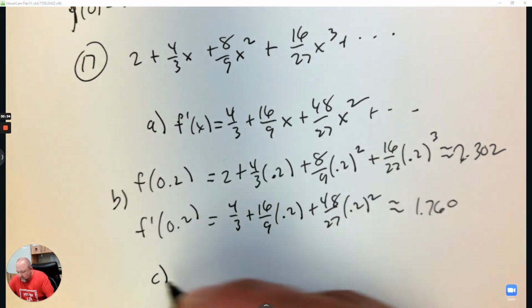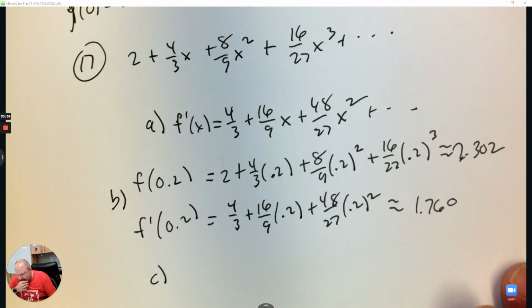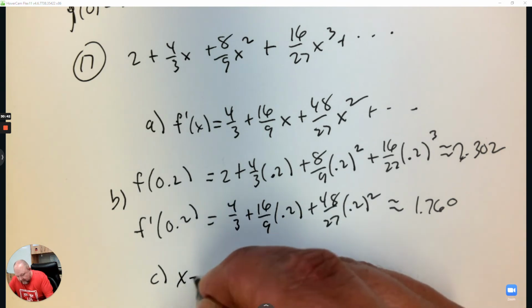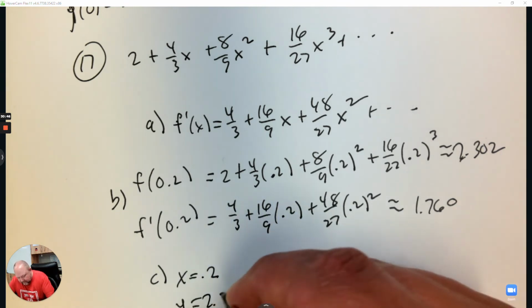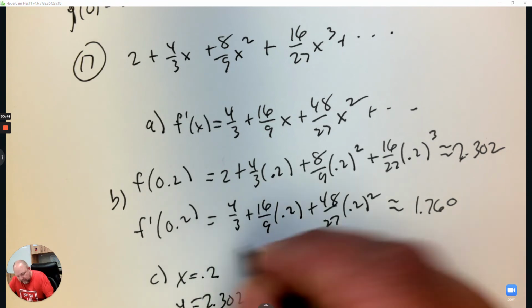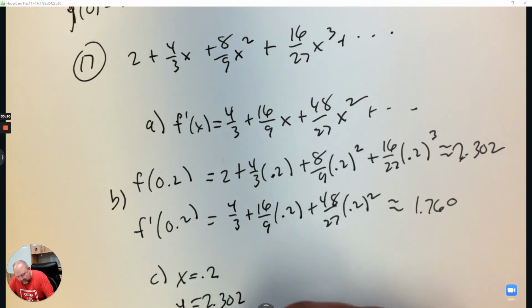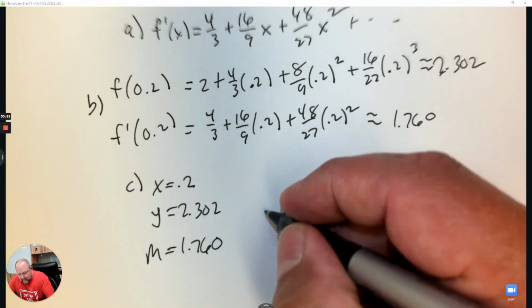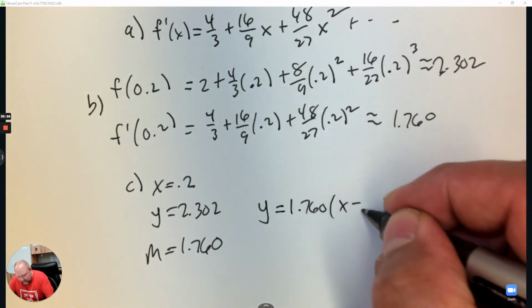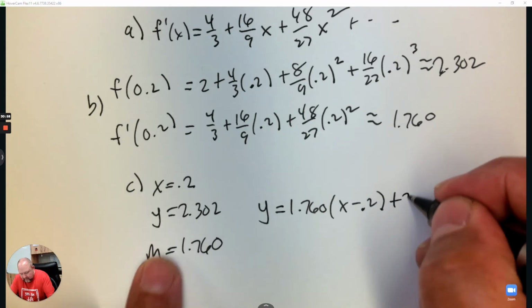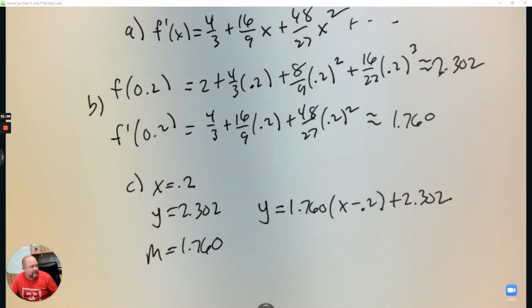Part C says use the values found in Part B to approximate the equation of a tangent line at point 0.2. So x is 0.2, the y value is 2.302, and the slope is the derivative, which is about 1.760. So it would be y equals the slope times x minus 0.2 plus 2.302.